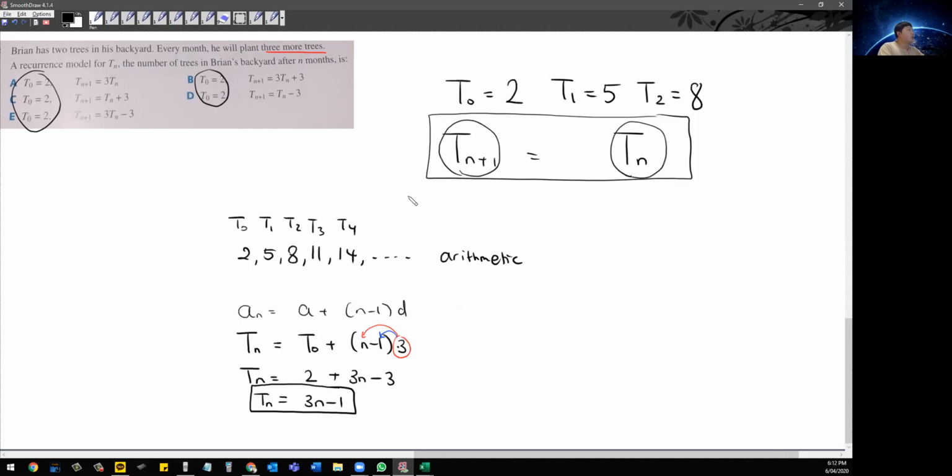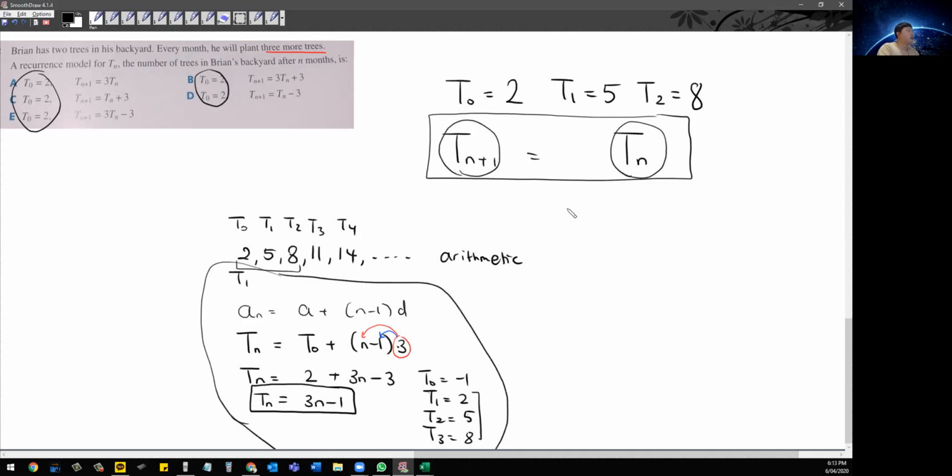But anyway, the question is not about this explicit formula. So actually, if we do T0, we get -1. And if we do T1, we get 2. And if we do T2, then we get 5. If you plug in 3 there, then what is it equal? 3 times 3 is 9 minus 1, which is 8. So you're getting all these numbers, 2, 5, 8, right? But that's considered T1 in this formula. So this is actually a completely different approach to this one over here. We'll come back to this later.